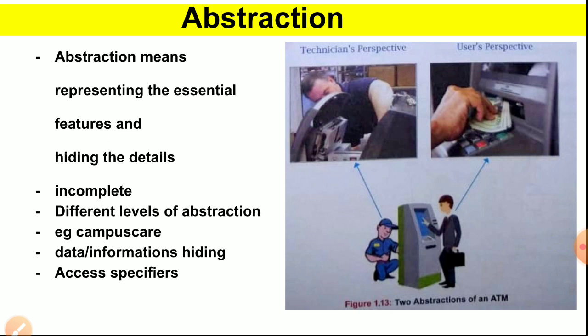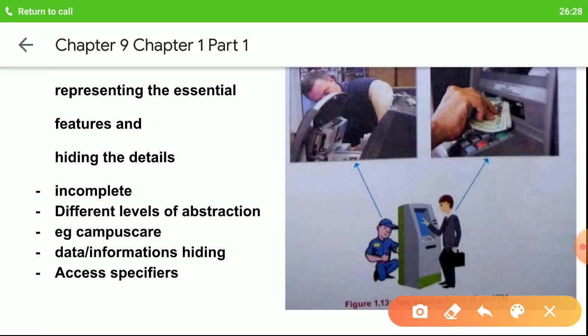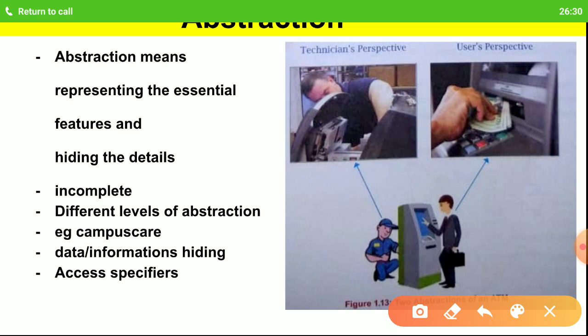Abstraction means representing the essential features and hiding the details. Okay, so this is the definition. There are two parts: representing and hiding. Okay, in abstraction there are two parts.